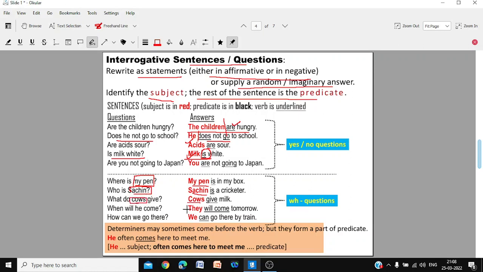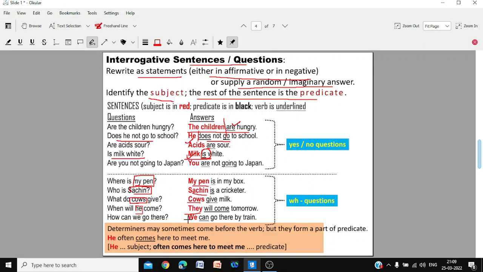When will he come? Sorry, it should be when will they come, whatever it is. They will come tomorrow. Make it they. It should be they. When will they come? They will come tomorrow. So they, that is the subject, and the remaining predicate.